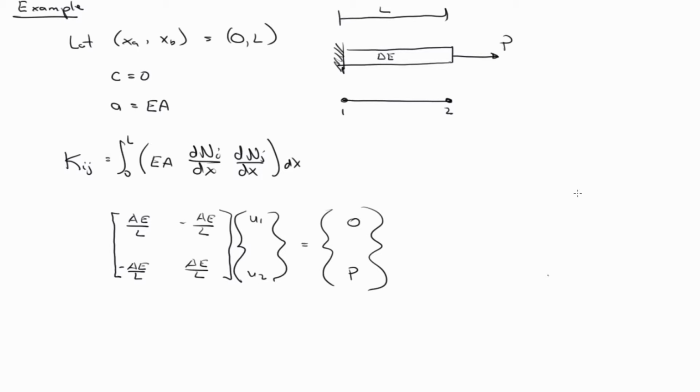One way to apply the essential boundary conditions is to modify the equation. Remember this is just an equation, right? This reads AE over L times U1 minus AE over L times U2 is equal to 0. It's just an equation. But is that true? U1 is fixed, right? So we want this equation to read U1 equal to 0. So how can I modify this to get that?